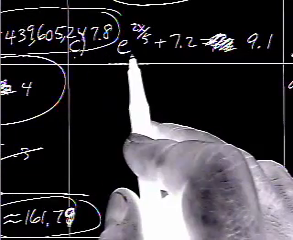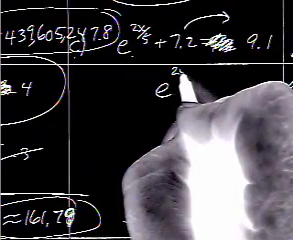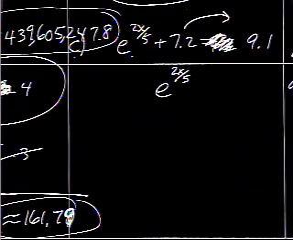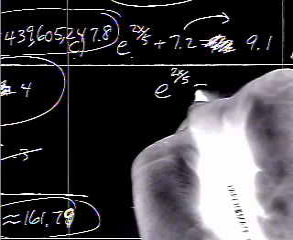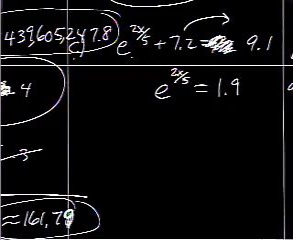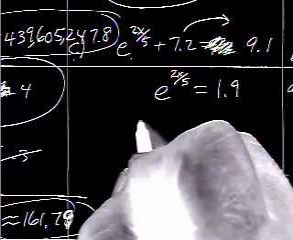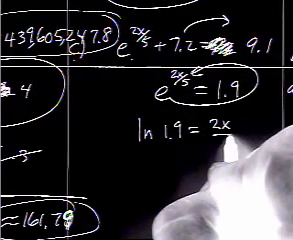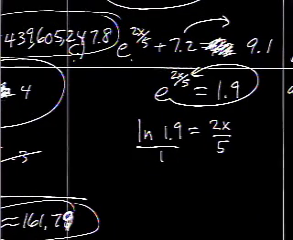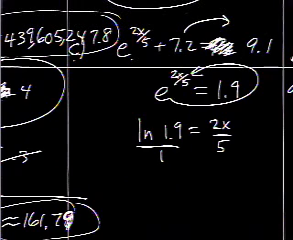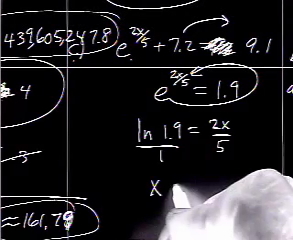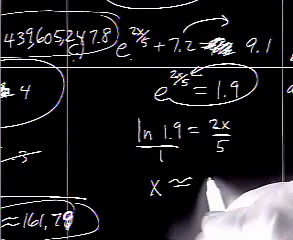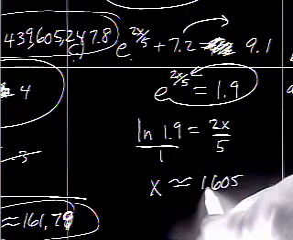Now you can't see the problem there, but this is another problem. So I'm going to subtract the 7.2. So 9.1 minus 7.2 is equal to 1.9. Now that I've got the e to the power by itself, I can change it to its log form. ln 1.9 equals 2x over 5. Yes, it's a fraction, so we can cross multiply. When I do cross multiply, I mean multiply these two, divide by the 2, I end up with 1.605 approximately.